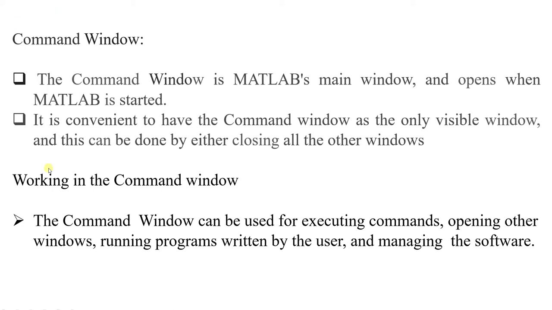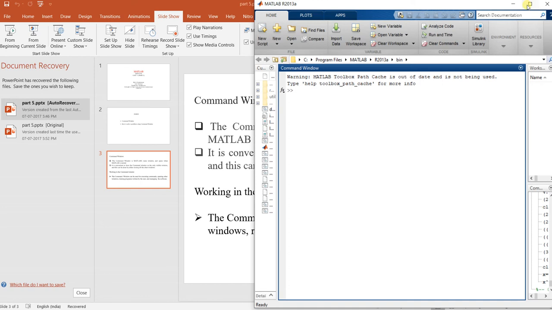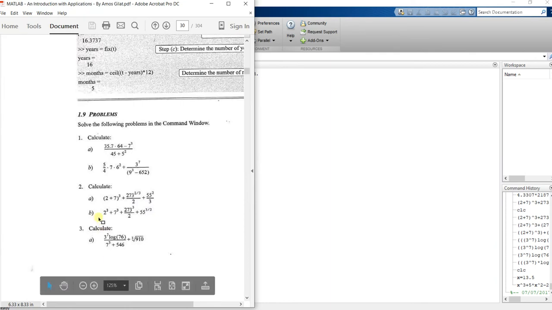Now we're going to open the command window. When you open MATLAB, the command window exists and looks like this. If you want to open the editor window, you just open the home page and click new, and it opens the editor window. But we need only a command window, so it is enough. Now we are going to see the problems. We know what the command window is, so now we are going to solve the first problem.